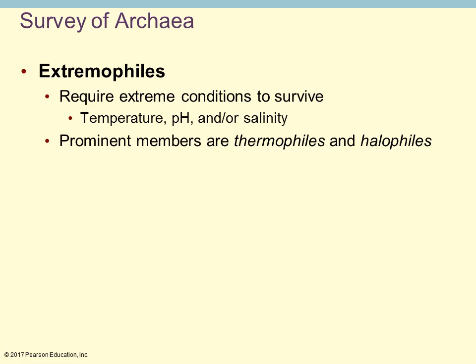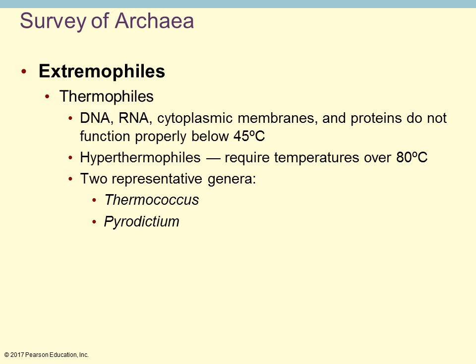A lot of them are known to be thermophiles, being that they can survive in much higher temperatures than what you would expect. Hot springs. They can also be halophiles, meaning they can survive in high salt concentrations. So the thermophiles, they are often surviving above 45 degrees Celsius. Just for reference, remember, human internal body temperature is 37 degrees C. Hyperthermophiles, they require temperatures over 80 degrees C.